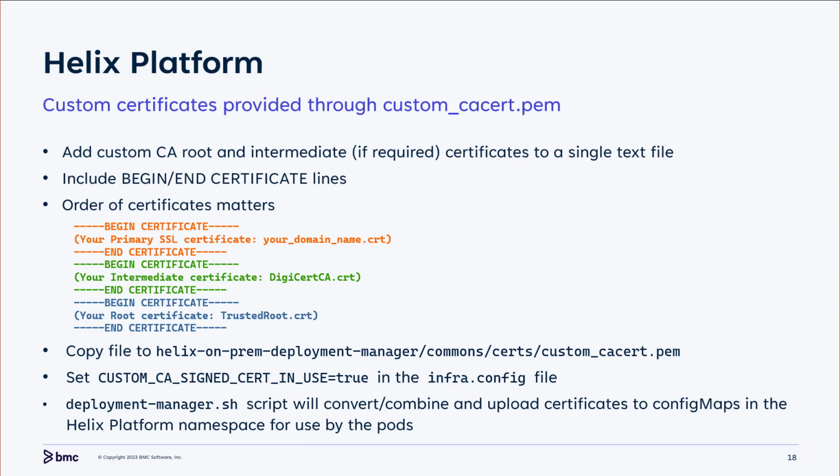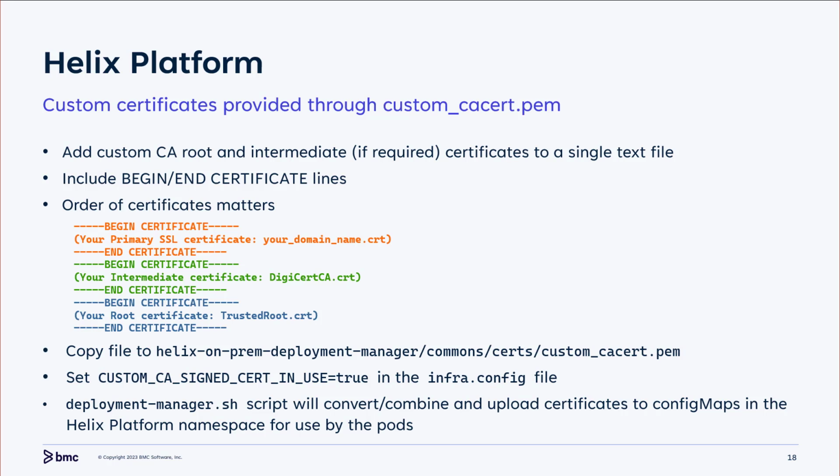Configuring SSL within both the Helix platform and IS involves two different processes. Obviously, we have the shell script, the deployment manager script for the Helix platform, and we use Jenkins for the Helix IS for the service management components. For the Helix platform, you add your certificates to a custom CA cert.pem file. This is a text file that has one or more certificates included in it. So if you're using a certificate that's been issued by a CA or that has an intermediate, you will potentially have several certificates in this custom CA cert.pem.